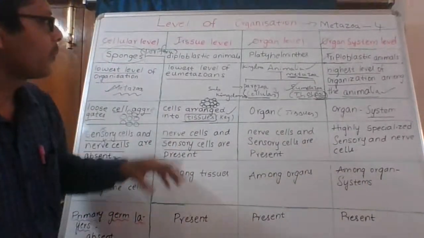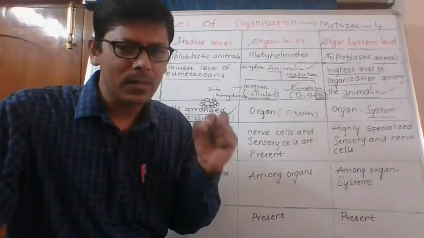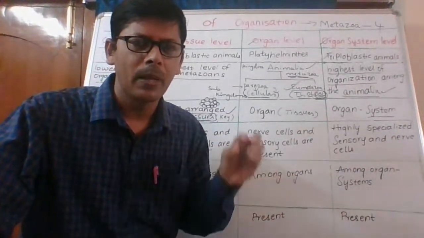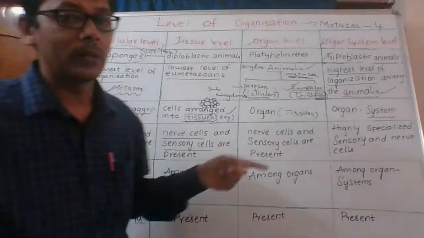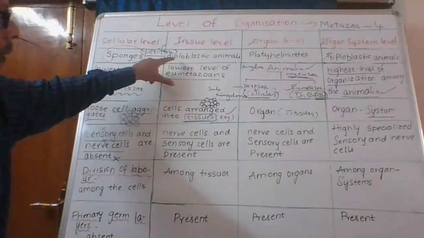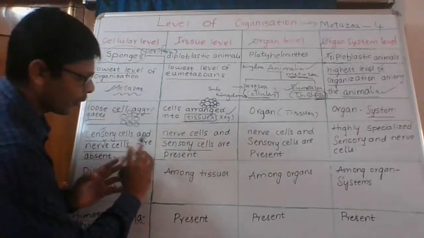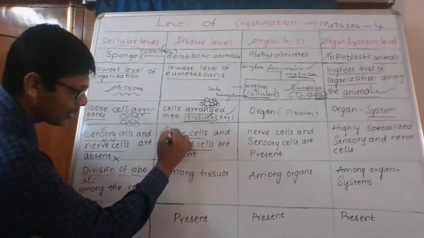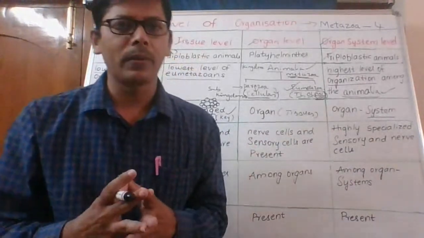Next, another important point here. Among metazoans, the nervous system evolved for the first time in the course of evolution in the diploblastic animals, that too in the Cnidaria or Coelenterata phylum. Here nerve cells and sensory cells are absent in sponges, therefore there is no coordination. Here nerve cells and sensory cells evolve. That's why there is coordination among the cells.